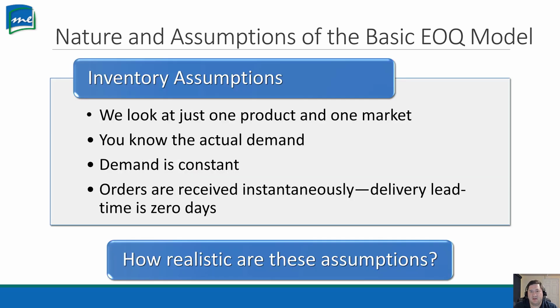So we do have some inventory assumptions. We're just looking at one product and one market. And we know the actual demand. You know, we know that we're selling 100 units, or are we selling 1,000 units or 1,000,000 units? And that demand is constant, so we don't have the fluctuations, which is pretty unrealistic, but for our purposes, this is an easy way to figure this thing out. And then orders are received instantaneously. There is no lead time. There's no transportation from your vendor to yourself. It's instant.